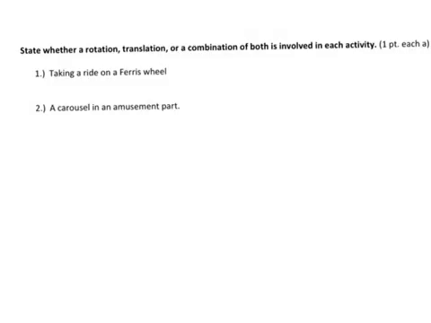Here's your Chapter 8 study guide explained. State whether a rotation, translation, or a combination of both is involved in each activity. Number 1, taking a ride on a Ferris wheel.